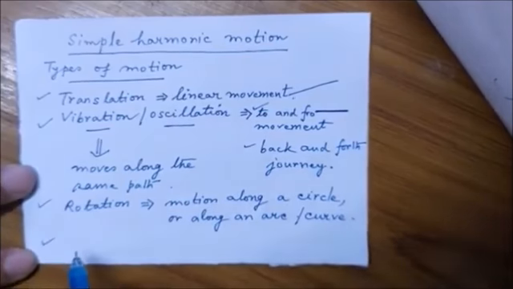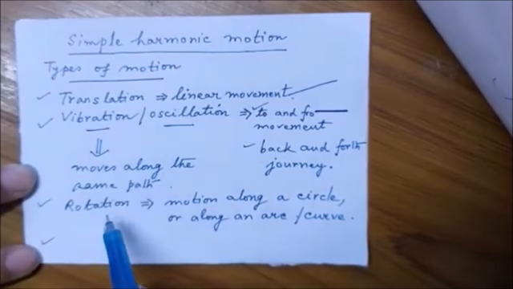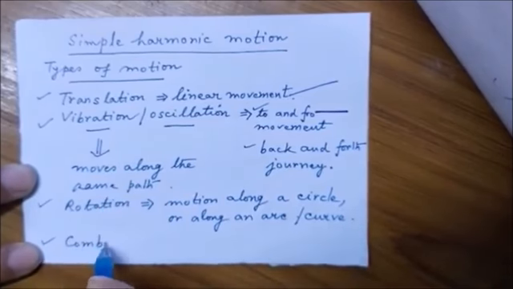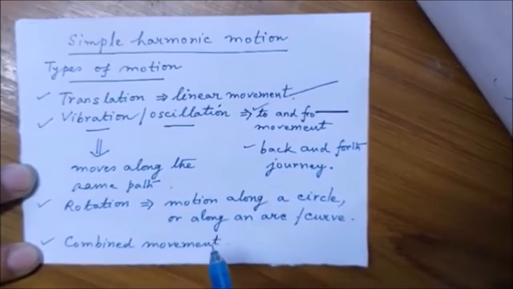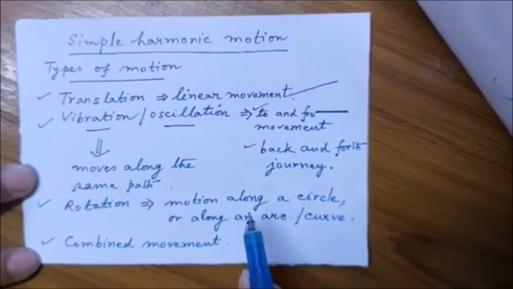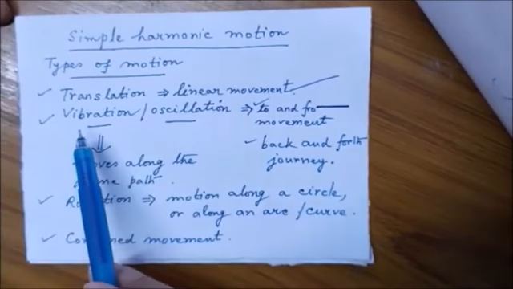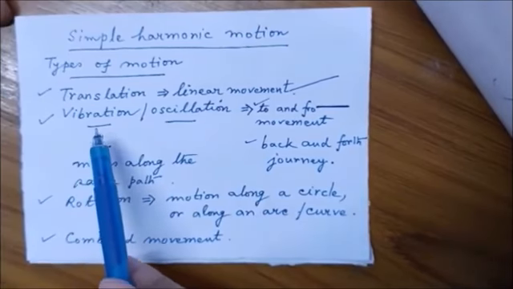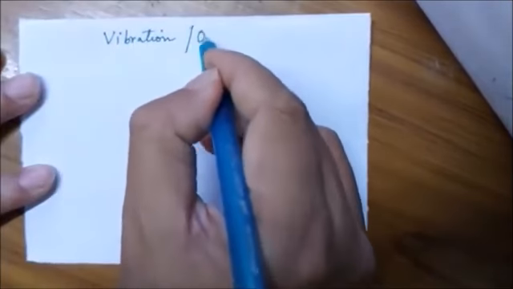And finally, a particle might move from one point to another point using all these types of movement or any two of these movements. So it might be a combined movement. So a particle can vibrate and change its position along a linear path, or it can rotate, and so on and so forth. It can also travel in a helix, which is a combination of rotation and translation. In this class, we will be concerned with vibration or oscillation.